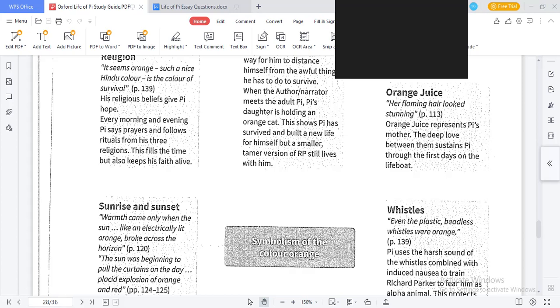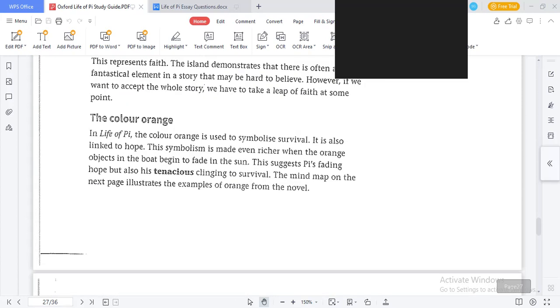So every morning and evening, imagine you are out there on the boat, wouldn't you? You pray to any god in your head. Allah, wait, God, please, God, if Allah is listening, please. You will do anything to survive. So every morning Pi says prayers and follows rituals from these three religions. This fills the time but also keeps his faith alive. What else was there to do?